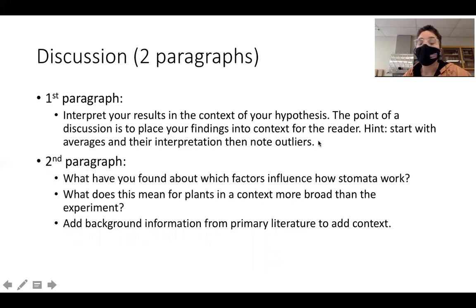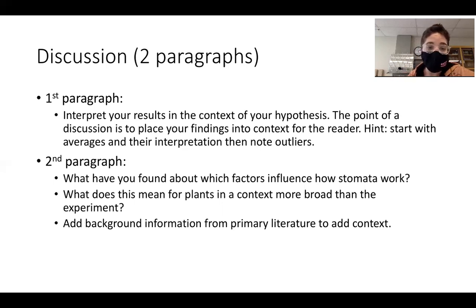This is just one way to format your discussion, but if you're completely lost, I recommend taking this approach. In the first paragraph, you want to interpret your results in the context of your hypothesis. You'll start discussing the averages and their interpretation. So what do your results mean? Then you can note the outliers and maybe discuss that. The point of the discussion is to place your findings in context for the reader. So help the reader understand why you got the results that you did.